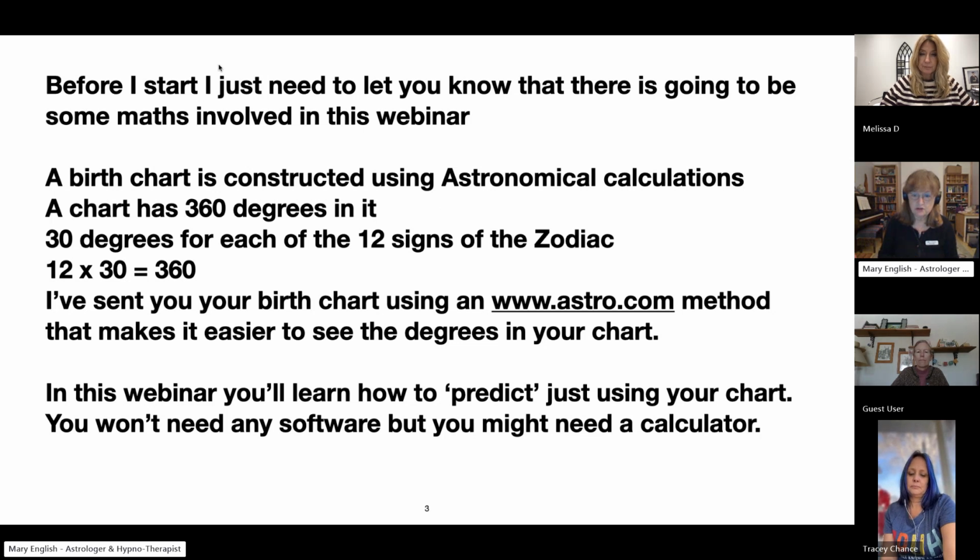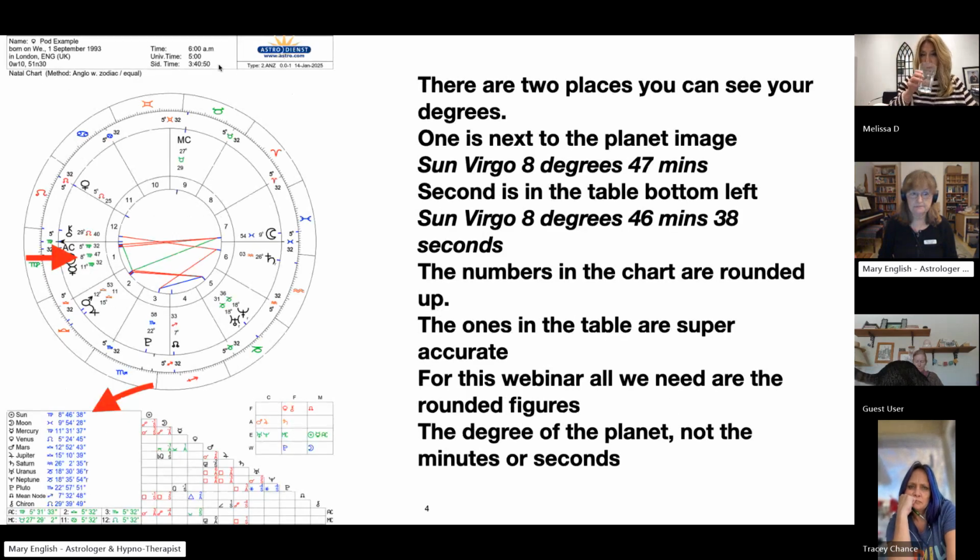I've sent you all your birth chart using an astro.com method that makes it easier to see the degrees that are in your chart. So in this webinar, you'll learn how to predict just using your chart. You won't need any software, but you might need a calculator.